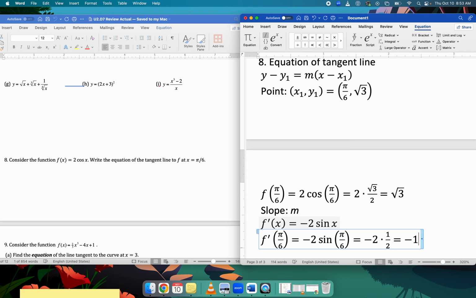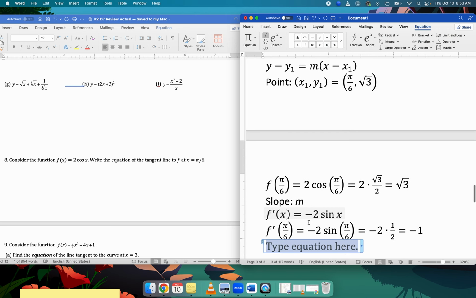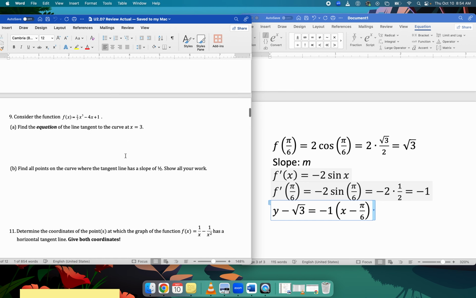So that's negative 1. So I say the equation of the tangent line is y minus y1, which we said was root 3, equals m, which is negative 1, times x minus x1, which is, of course, pi over 6. Okay, so that's my equation. Number 9.